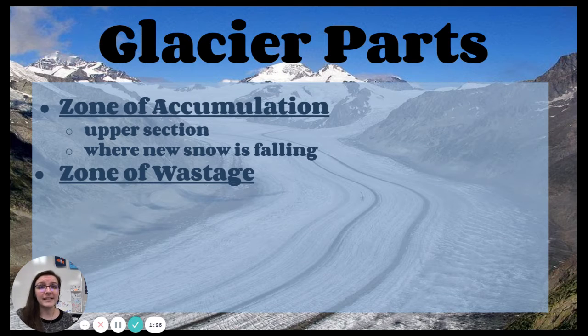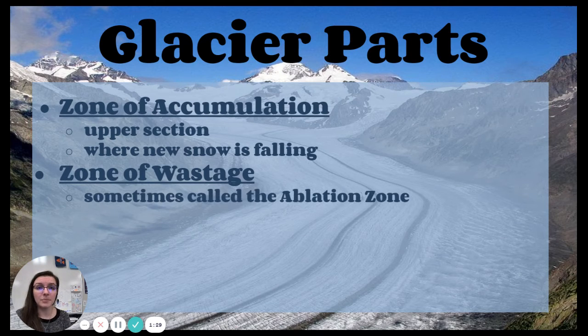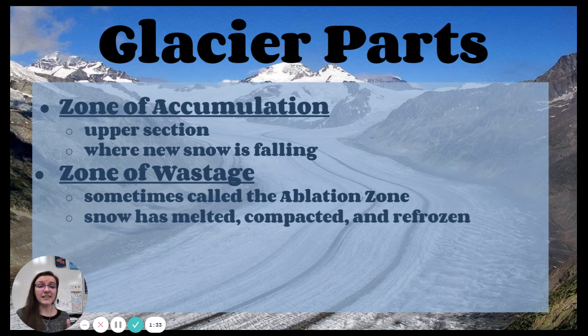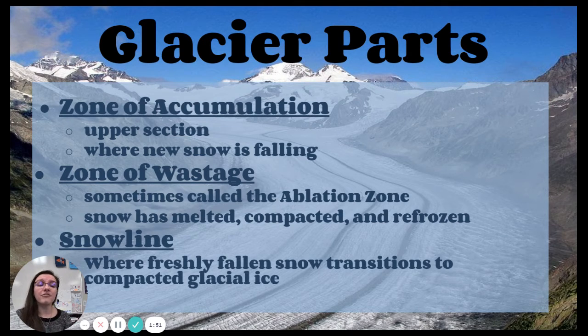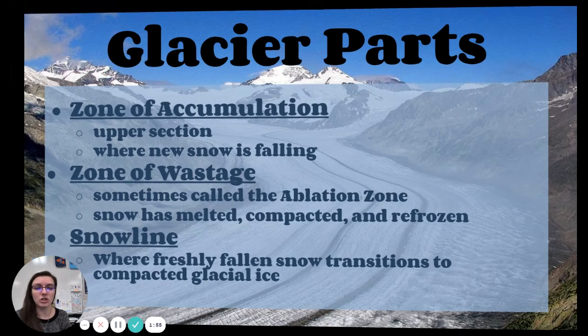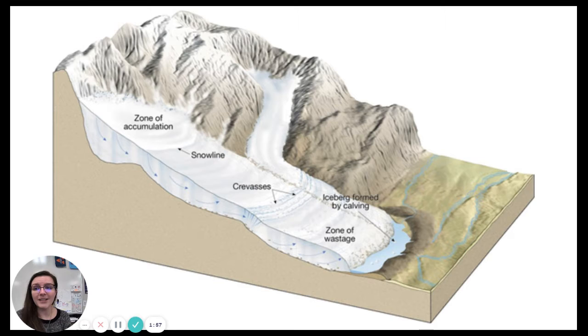The zone of wastage, or sometimes called the ablation zone, is like the bottom or end of the river. And this is where the snow has melted and compacted and refrozen so many times that it is now more ice. This is also where, as the glacier moves forward, it can be melting for good. And the snow line is a line in the middle where freshly fallen snow is transitioning into this compact glacial ice.